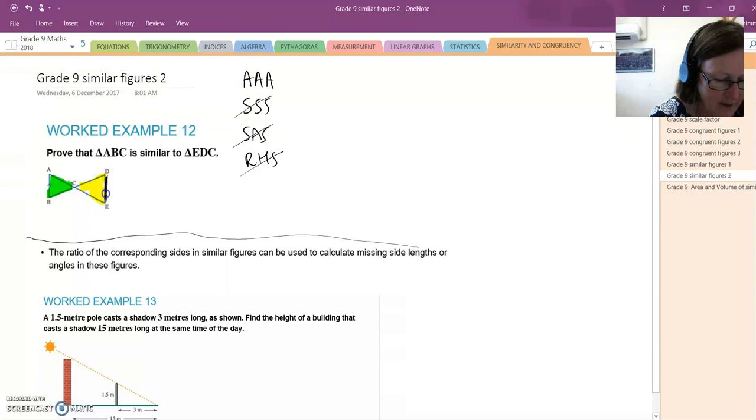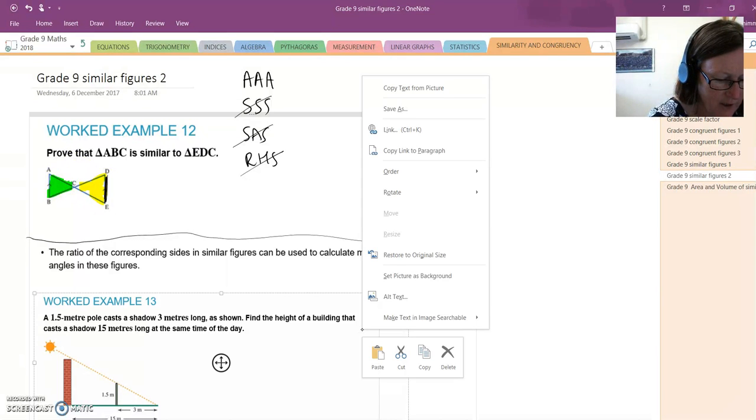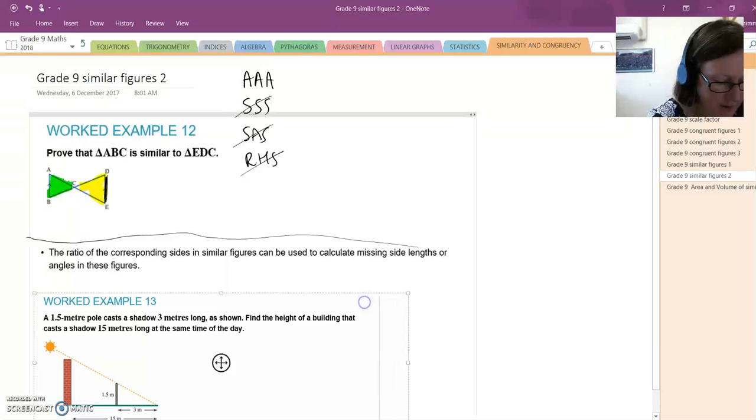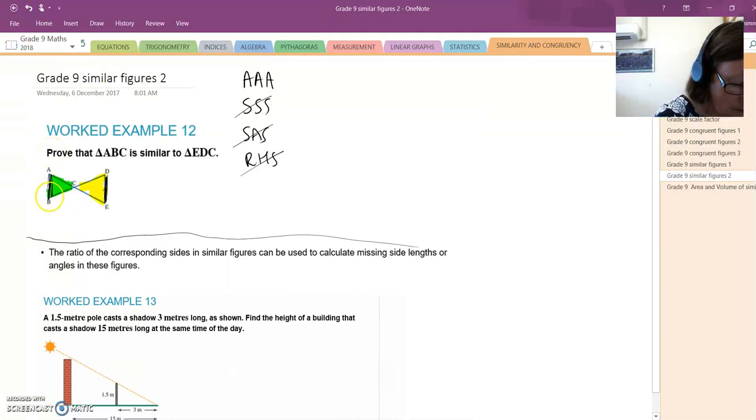This line D to E is parallel to this line A to B. And with parallel lines, this angle here, angle B, is alternate with this angle D, and alternate angles are equal. Because DE and AB are parallel, we can also say that angle A here and angle E here are alternate angles, hence they're equal.